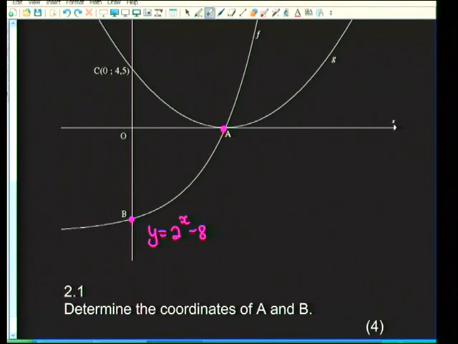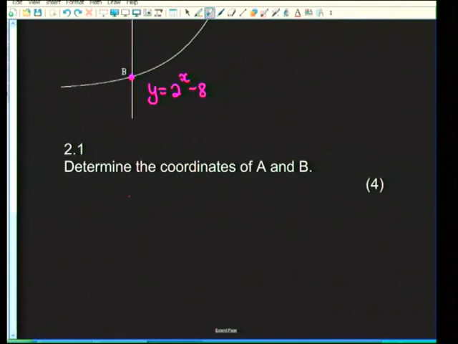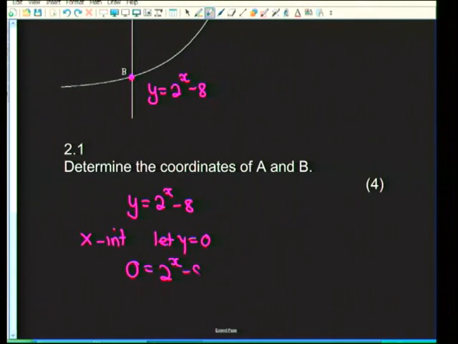Now, if I've got the equation of the exponential, both A and B belong to the exponential, so I have no problem to find those points. In fact, what they're asking me for is the x-intercept and the y-intercept of that graph. So let's do it. If we take y equals 2 to the x minus 8, let's start with the x-intercept. To find an x-intercept, we let y equal 0. So 0 is equal to 2 to the x minus 8, which means 8 equals 2 to the x.